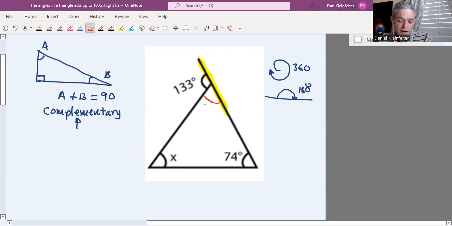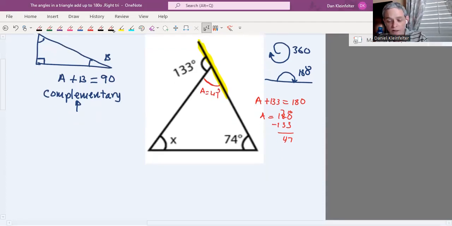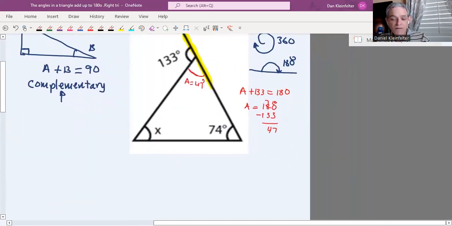Let's introduce a helper variable on this one. Let me call this angle A. So I know A plus 133 has to equal 180. So then A will be 180 minus 133. So that looks like it's 47 degrees. Okay, once we know it's 47 degrees, we can proceed in the same way as we did our previous example to find the value for X, which is what we really wanted.